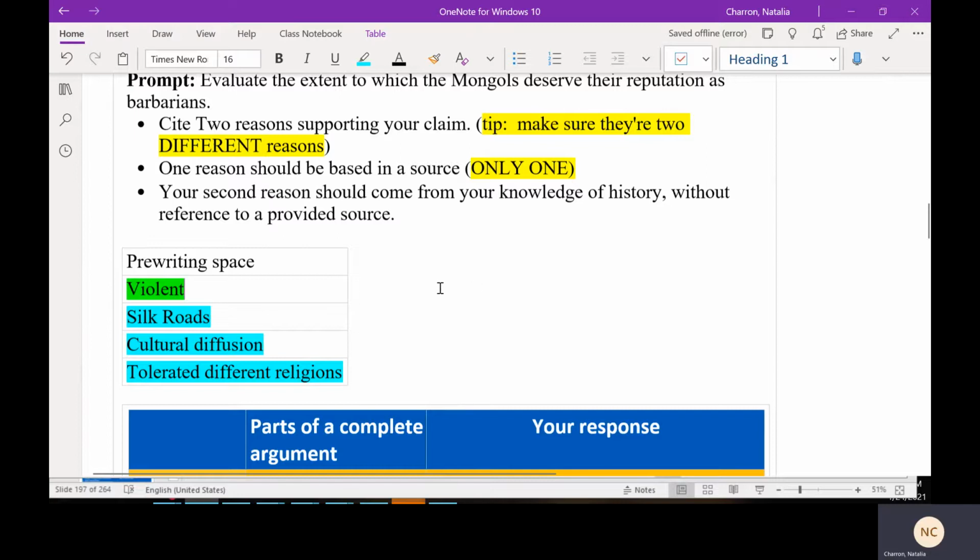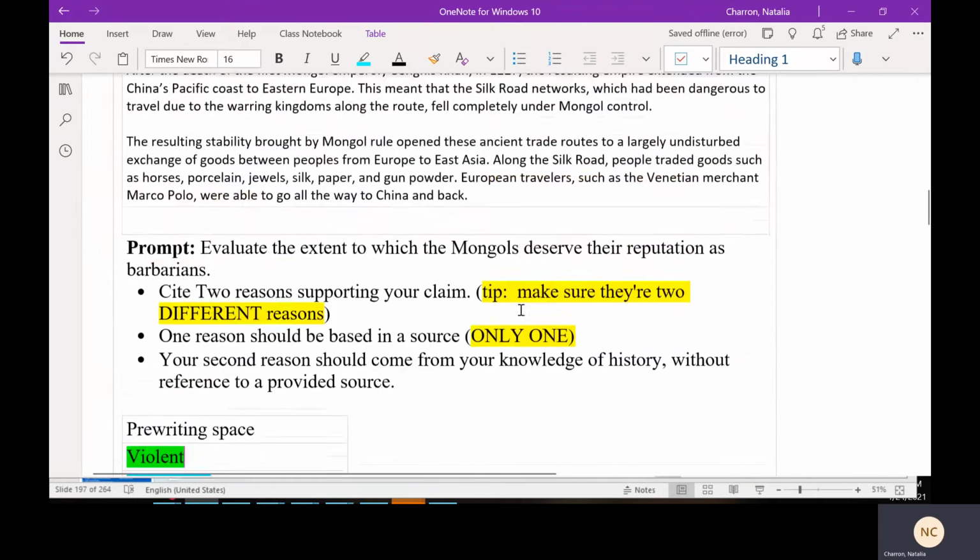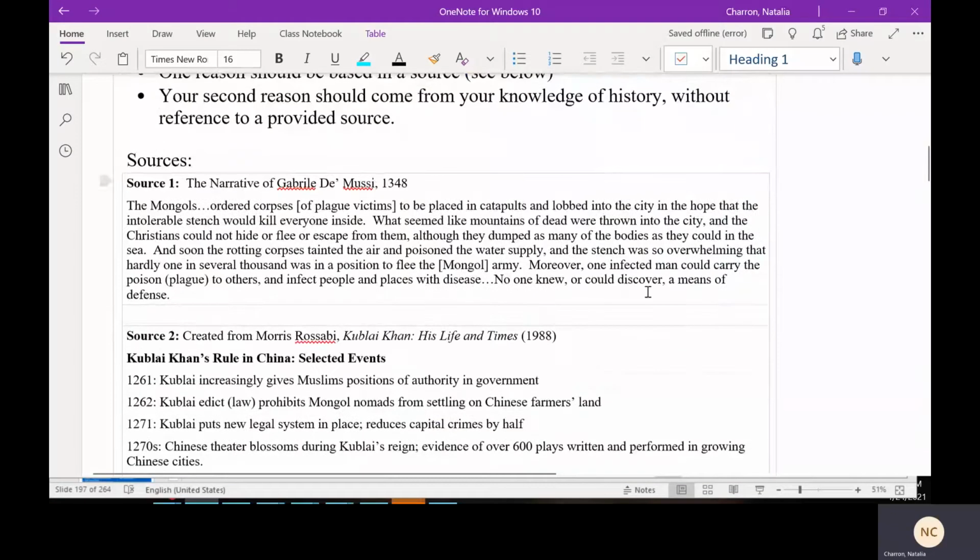Before I can start writing, though, I need to have a look at those sources, because one of my paragraphs, one of these reasons, has to match something in one of these provided sources. I don't have to use all three. In fact, I can't. I can only use one. So the best strategy is to go through and find a source that I understand that matches something I was planning on arguing anyway.